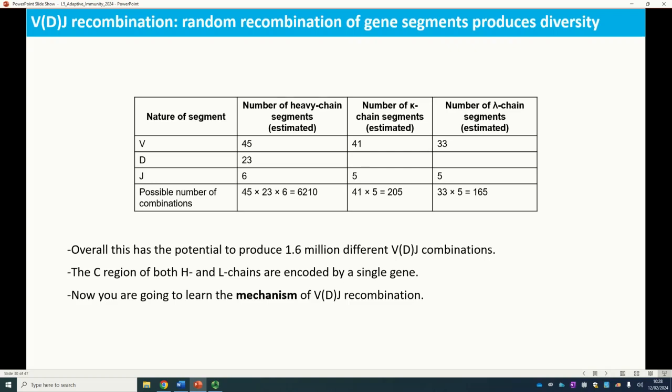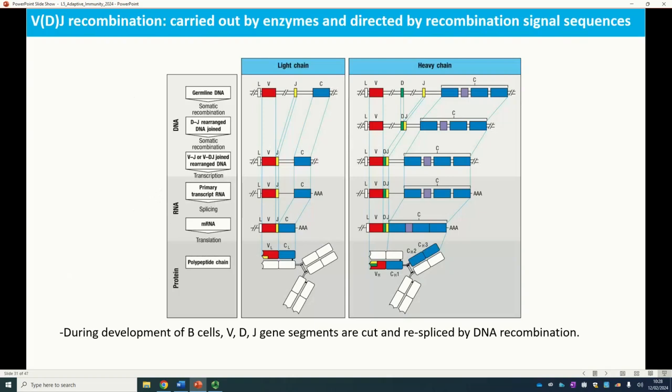So we now start to look at the actual mechanism of VDJ recombination and how that works. This is showing the process for the light chain and the heavy chain. Here we have our germline DNA at the top. If we look at the light chain, we start to get recombination between the V segment and the J segment, so we now get this VJ segment. This is then combined with the constant region so that we can form our light chain. So here we have our light chain with our variable region and our constant region.